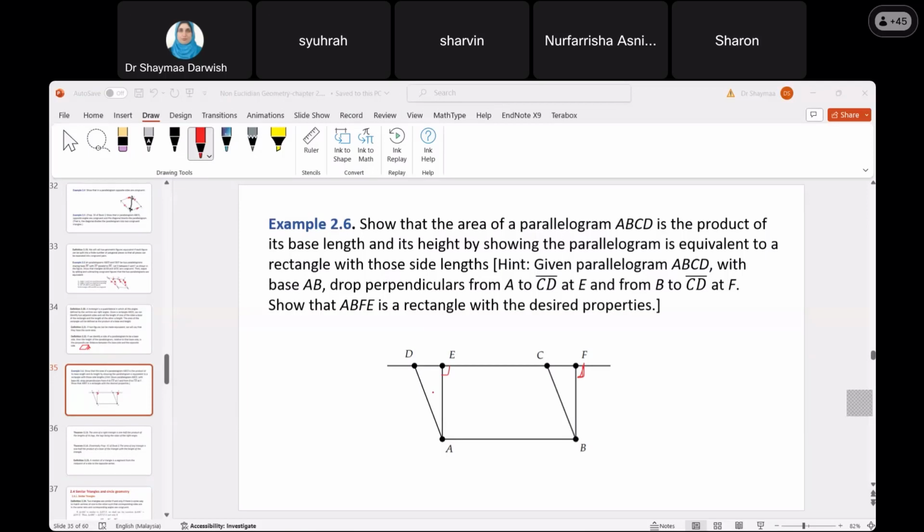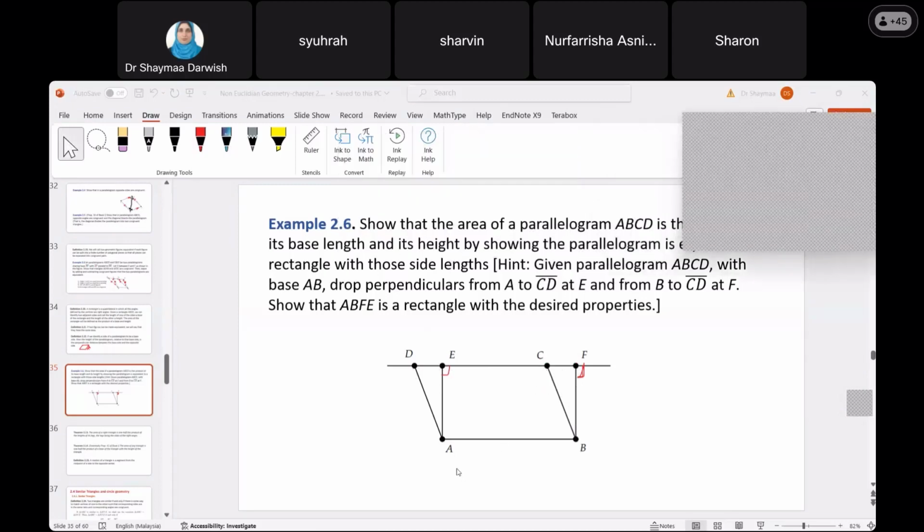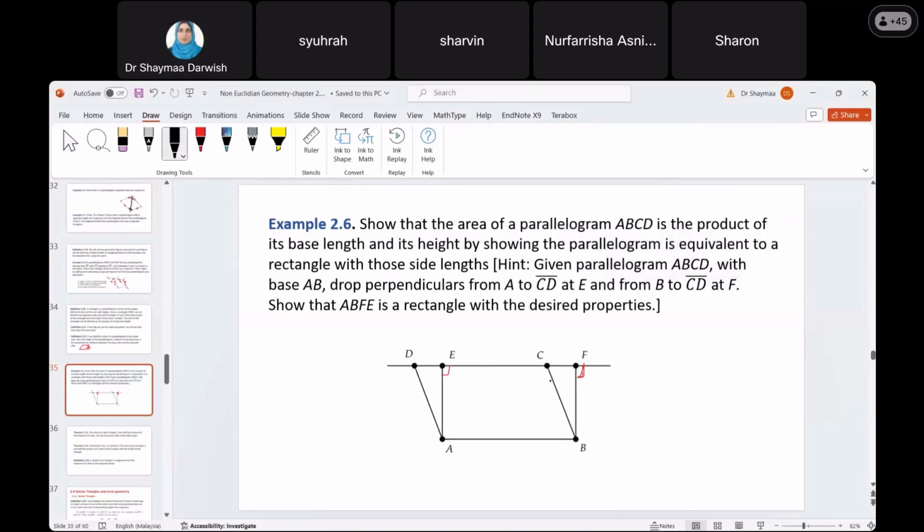Go back to the definition of equivalent figures. To be sure that two figures are equivalent, you need to divide the two figures into polygons or triangles that are congruent. From the previous example, the two triangles DEA, or ADE, and BCF are equivalent. But this is not enough. I need to divide all the polygons. I can draw many rectangles like this one. I can again repeat the same lines.